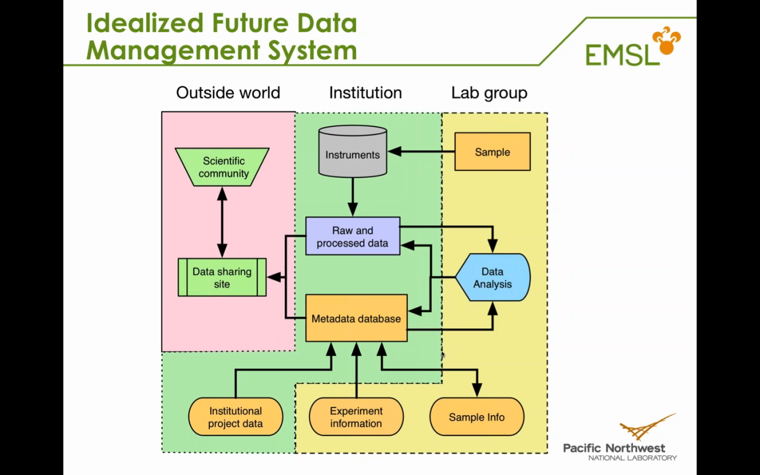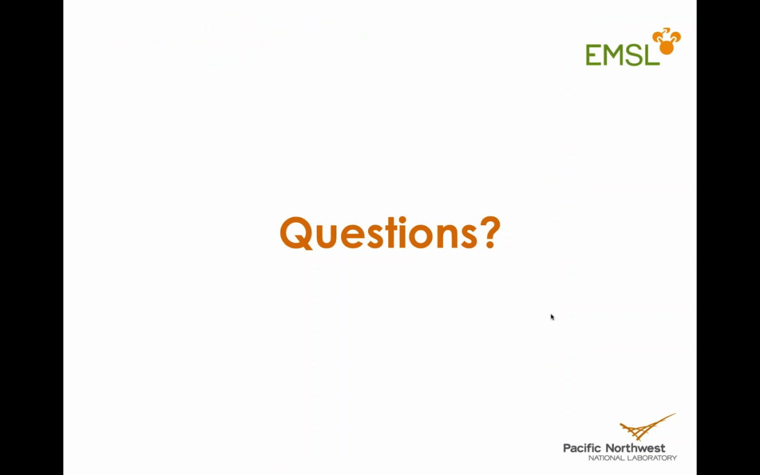And by splitting this up into a workflow-based system and being able to capture things automatically as they're generated, I think this is the path forward to getting around the data bottleneck. And this is the kind of system that we're working on here at PNNL. Well, that's in a nutshell what I wanted to talk about today. Are there any questions at this time?